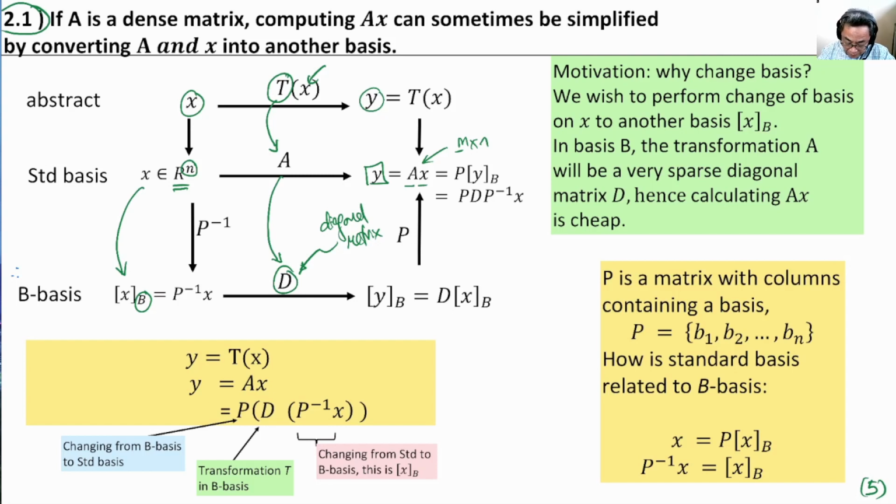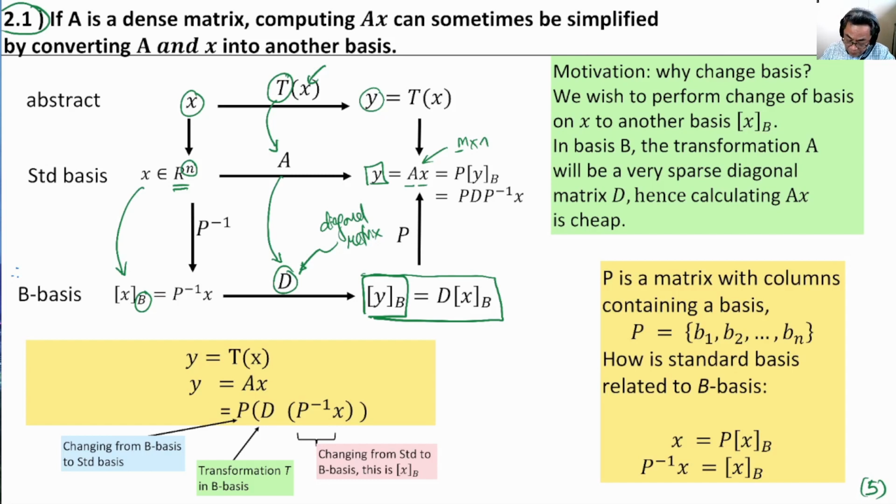So in this basis, let's call this x of b. D multiplied by x of b is y of b, the output y in the B basis. This is the equation showing this fact. y of b is equal to the operation D times x of b.